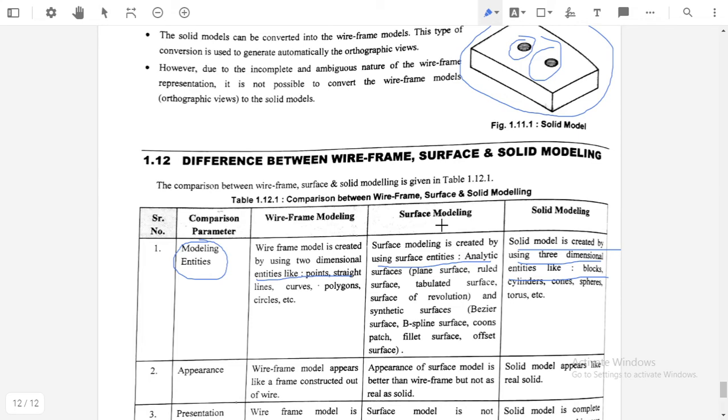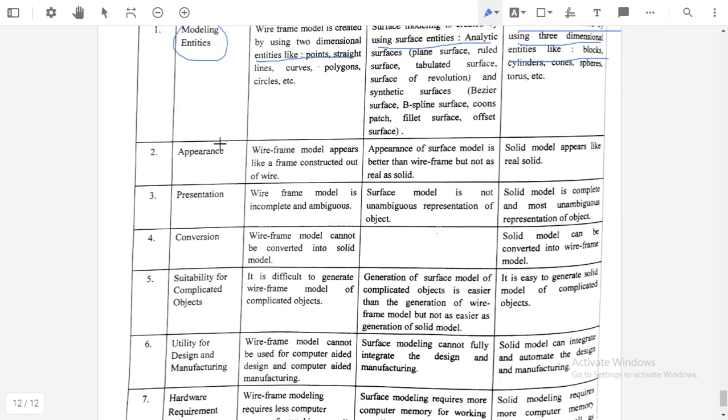Okay, the next comparison parameter is the appearance. The wireframe model appears like a frame constructed out of wire. As we discussed in the last lecture about wireframe modeling, the model which we created appears like a frame which is made up of wire.